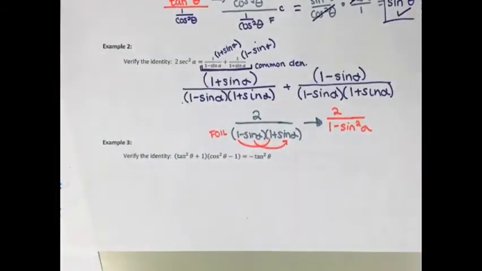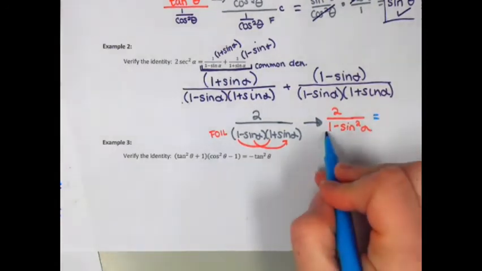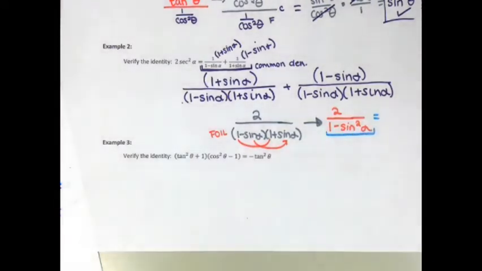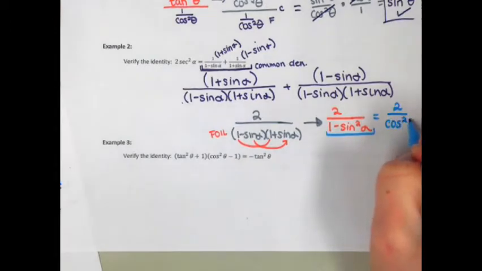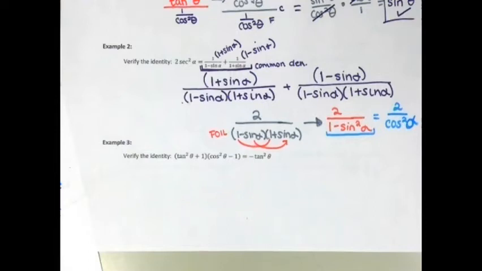Now what do you guys notice? What do you notice about 1 minus sine squared? That is equal to cosine squared, isn't it? And isn't that your Pythagorean identity? We have 2 over the cosine squared theta, right?